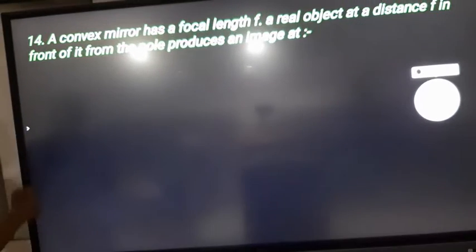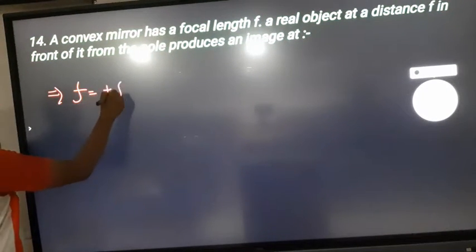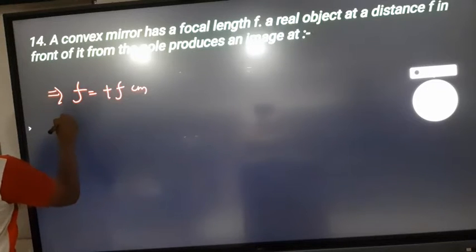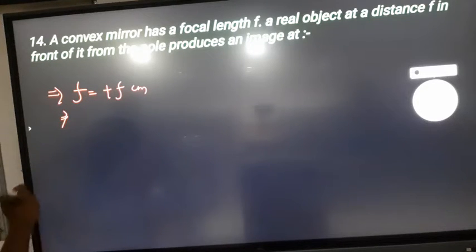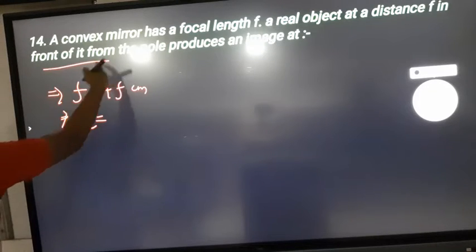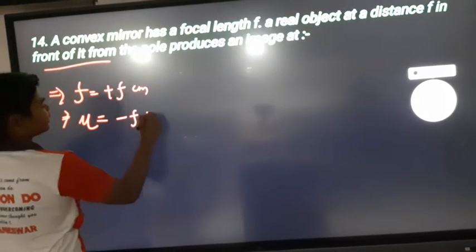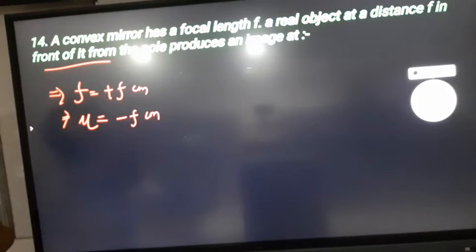Next, a real object is placed at a distance F in front of a mirror from the pole, producing the image at, so we have to find the image distance. A concave mirror is given, so focal length will be minus F cm. The real object distance F is in front of the mirror from the pole, so we take U equals minus F cm. And we have to find V.